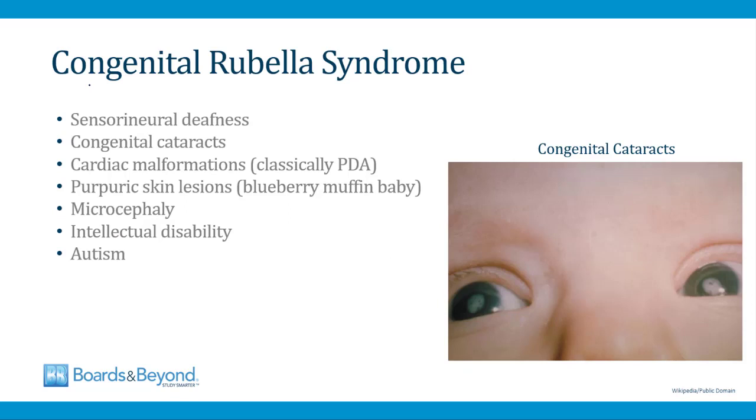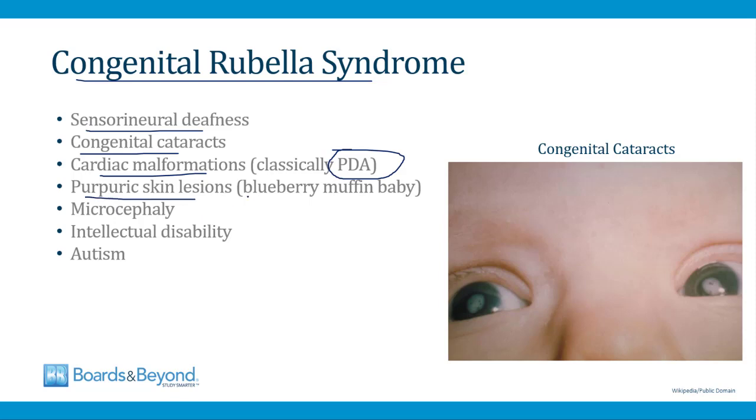When fetal infection occurs, if the baby survives until birth, the baby can develop the congenital rubella syndrome. Clinical features of this syndrome include sensorineural deafness, this is a form of congenital deafness, plus congenital cataracts. Cardiac malformations are also common. The classic cardiac defect is a patent ductus arteriosus. These babies can have purpuric skin lesions.